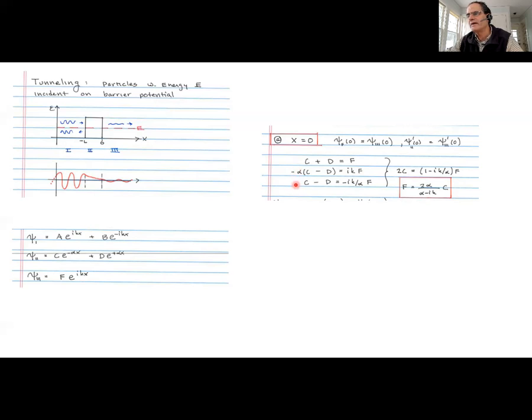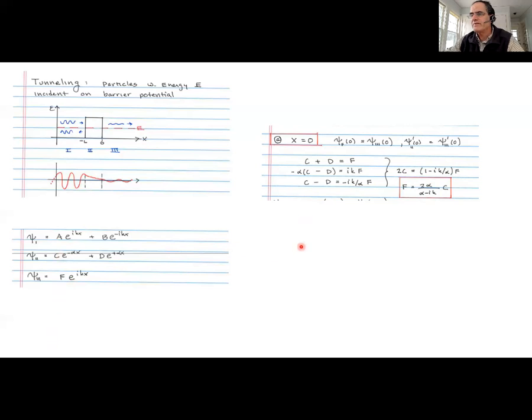First equation, second equation. Now, the next step is we're going to add the first equation and the second equation. This will have the effect of eliminating d and giving us a relationship between f and c. First step on our path. So let's do that. When we do that, we find that 2c must be equal to 1 minus i k over alpha times f. Or just solving this for f, we get an expression for f in terms of c. Okay? So we have f in terms of c. So now if we can just find c in terms of a, we'll be all set. Great.